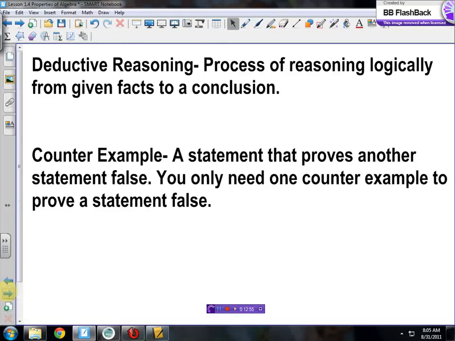All right. Now, the next thing we're going to talk about is deductive reasoning and counterexample. Deductive reasoning is using logic to get an answer from a certain amount of facts given to you, right? And anybody that's seen the Sherlock Holmes movie, I always hear about him doing a lot of deductive reasoning from logic. A counterexample is a statement that proves another statement false. And you only need one counterexample to prove a statement false.